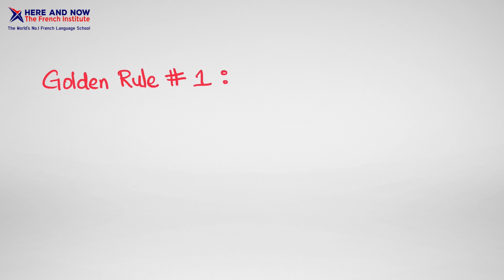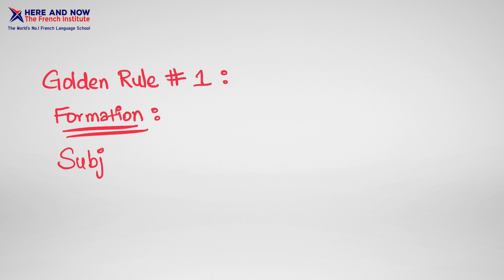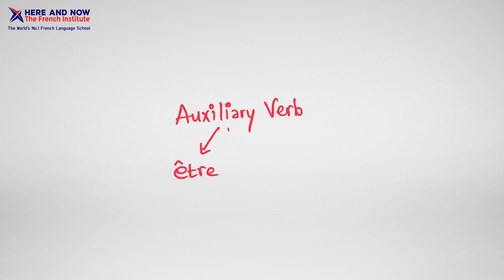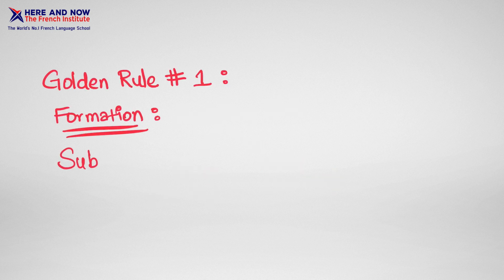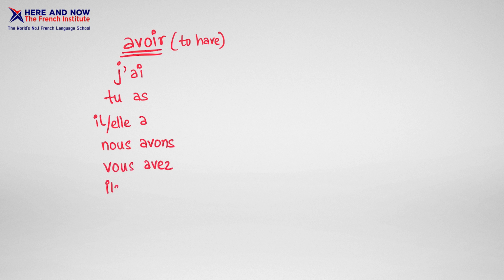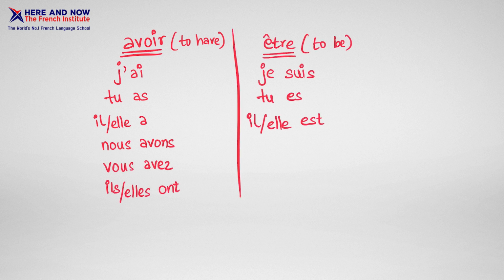Golden rule number 1, the formation. Passé composé is formed by placing subject plus auxiliary verb plus past participle plus object. The auxiliary verbs are être and avoir. They are also known as helping verbs. As the name suggests, passé composé is a composite of avoir or être, the auxiliary verb, followed by past participle, participe passé. Assuming that you know the conjugation of the verbs avoir and être in the present tense, let's move on to the formation.